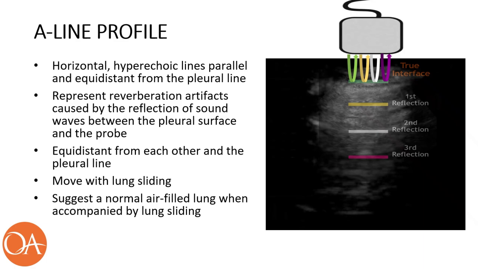A-lines are typically seen in well-aerated lung tissue and are considered a normal finding, but only when accompanied by lung sliding. Lung sliding confirms that the pleural layers are intact and moving, which rules out pneumothorax at that location. Without lung sliding, A-lines alone may be seen in cases of pneumothorax, where the pleural surfaces are no longer opposed. It's important to remember that A-lines are not specific to healthy lung alone. They may appear in patients with obstructive lung diseases such as COPD or asthma, where lung aeration is preserved.